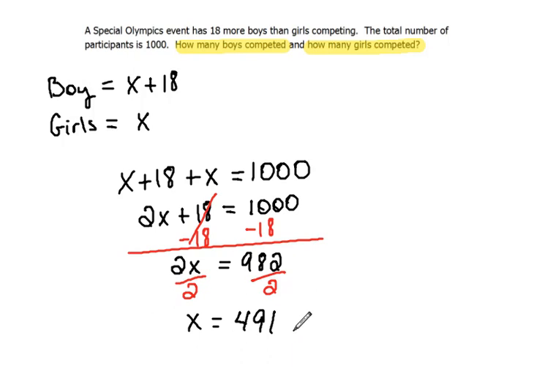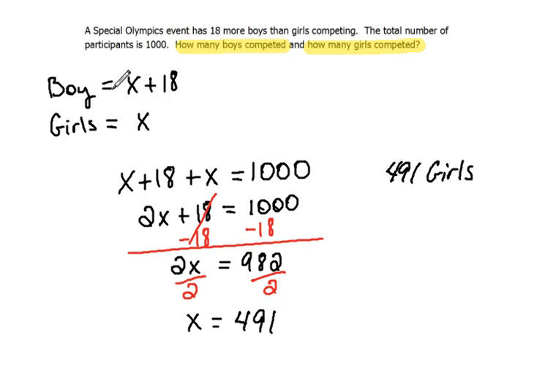We can't just circle this answer and say that's it. You have to answer the question that's been asked. And the question that's been asked said how many boys competed and how many girls competed. Well, when we solved, we said x equals 491. Remember, x is what we called the number of girls. So that tells us that there will be 491 girls competing in this competition.